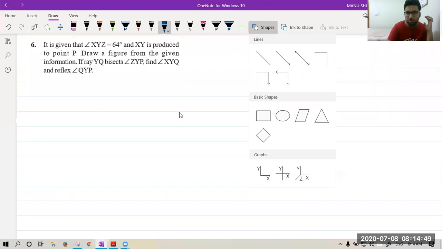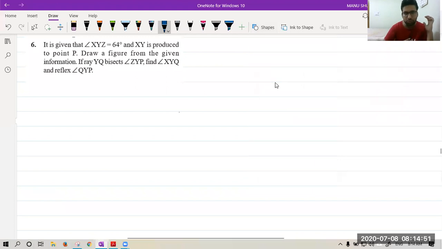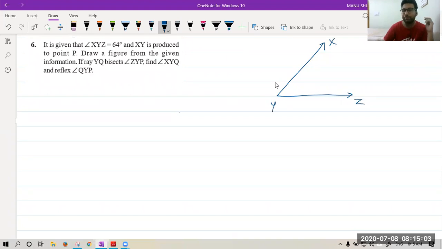Okay, no such thing for angle. Let me make them straight only. Angle XYZ, like this. Suppose this is X, this is Y, and this is Z. Given to us is angle XYZ is 64 degrees. Then XY is produced to a point P, like this.